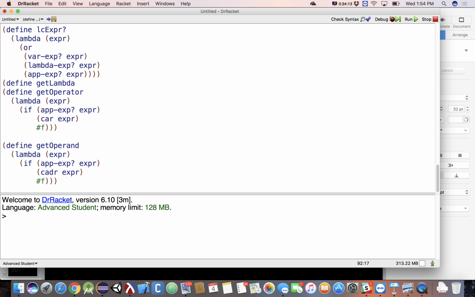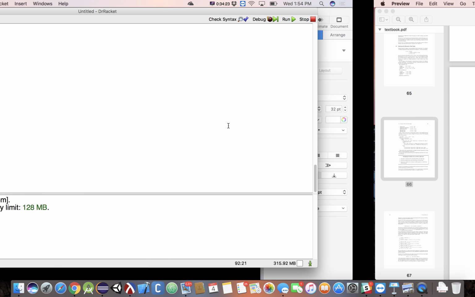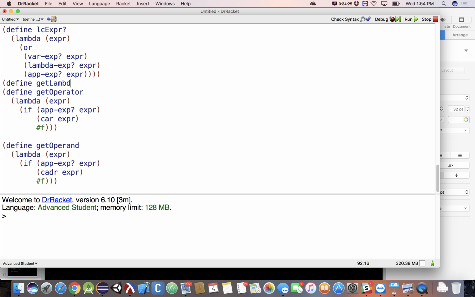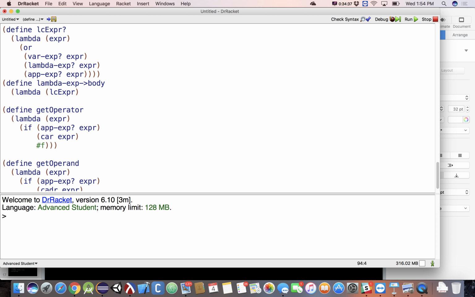Get lambda body. You know, they're kind of using a naming convention with these arrows. So lambda expression to body is the way they're writing these. So if I want to adopt that, we'll say lambda expression to body. That's going to be a lambda that takes an Elsi expression. And how do I get the body of an Elsi expression?